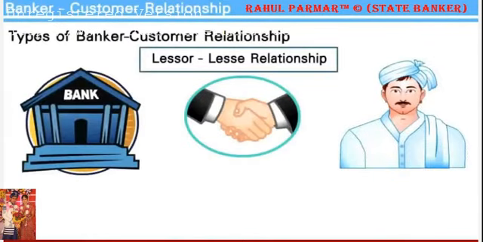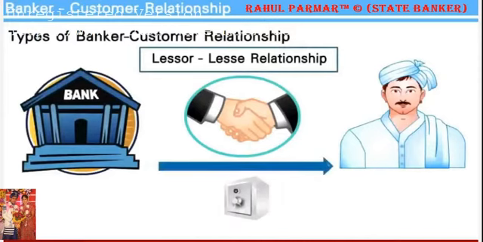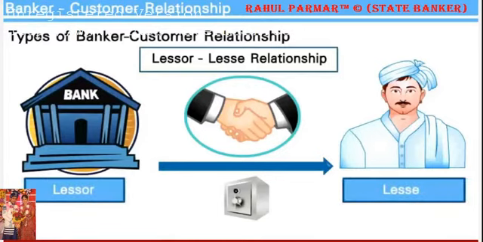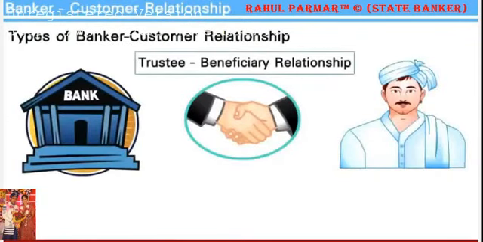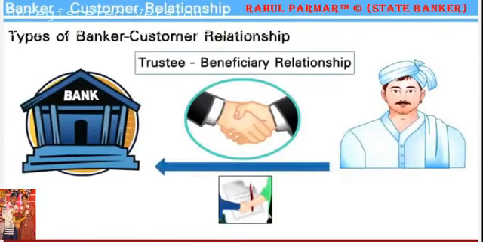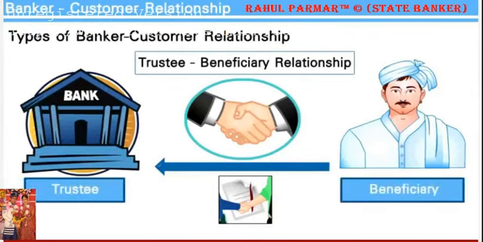Lessor-lessee relationship. This relationship is formed when a customer hires safe deposit locker from the bank. So in this case, bank becomes lessor and customer becomes lessee. Trustee-beneficiary. This relationship is formed when a customer creates a trust and appoints the bank as a trustee. So in this case, bank is a trustee and customer is a beneficiary.